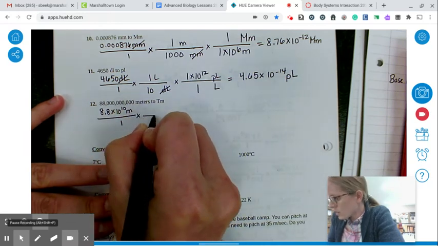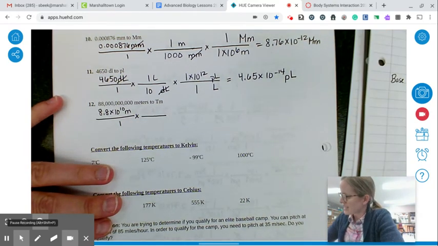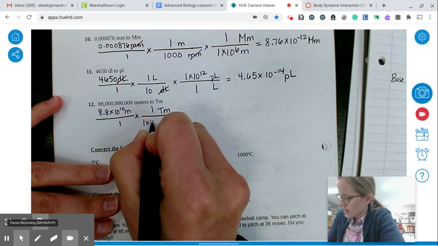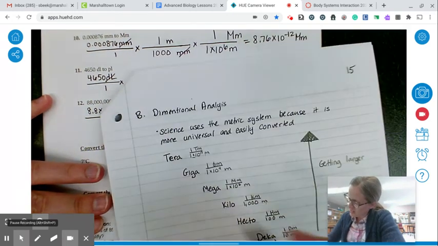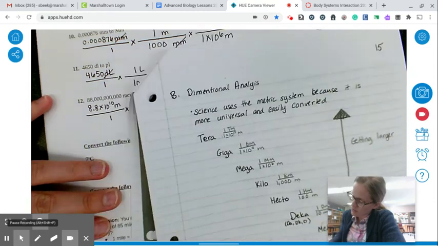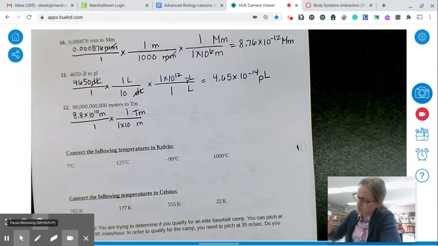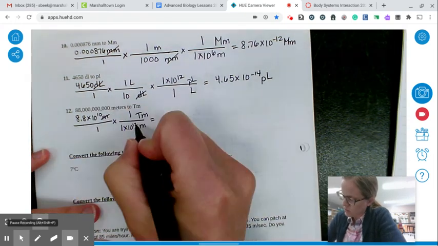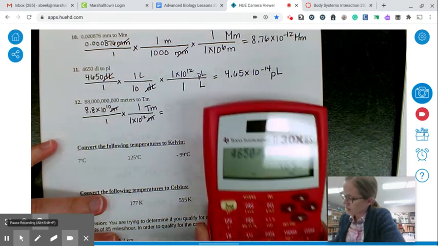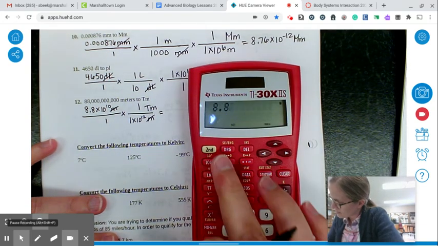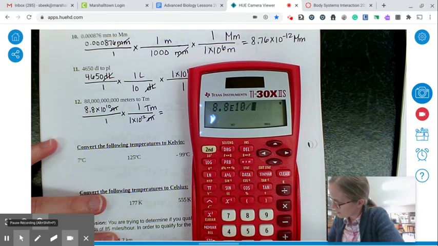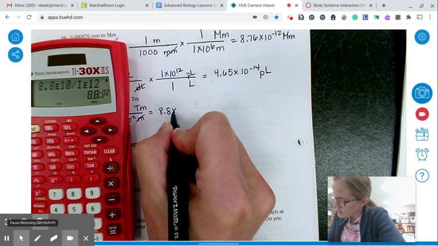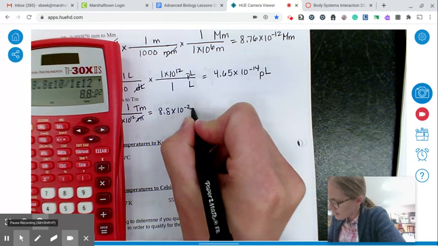All right, this one though is already in the base unit, which is nice. I can just go straight to terameters. Oh, so if I look at my sheet, 1 terameter is 1 times 10 to the 12th meters. I just have to do that one step and then plug it in. I got 8.8 times 10 to the negative second terameters.